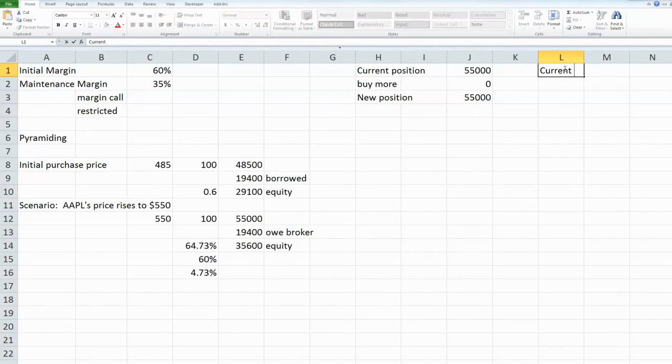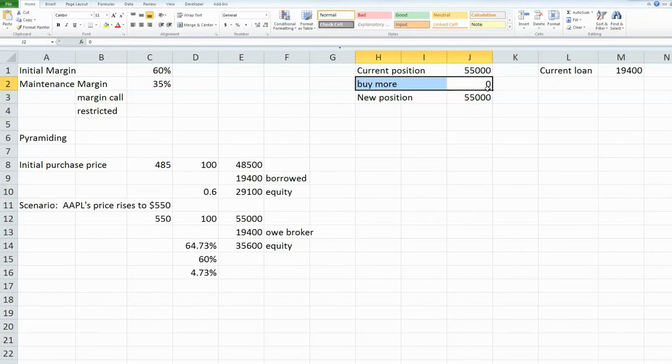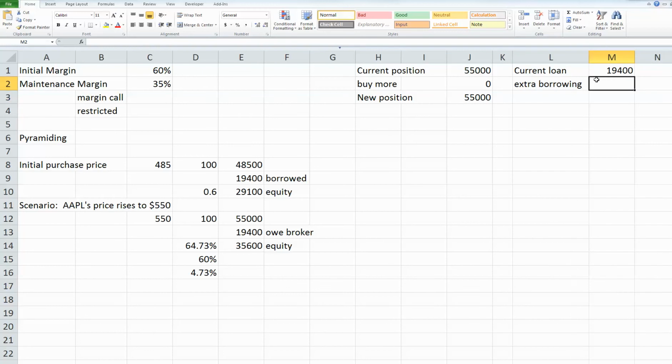My current loan with my broker is the 19,400. I'm just going to link that. When I buy these additional shares, I don't actually put up any of the purchase price. I will borrow the entire purchase price. So I'm going to put extra borrowing. And so, again, whatever amount goes here, all of it will be borrowed from the broker. So I'm just going to create a link to that cell. So my new loan amount would be the sum of the 19,400 plus whatever I borrowed to buy more shares.